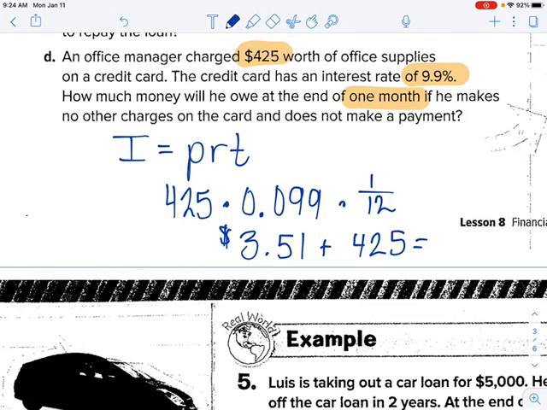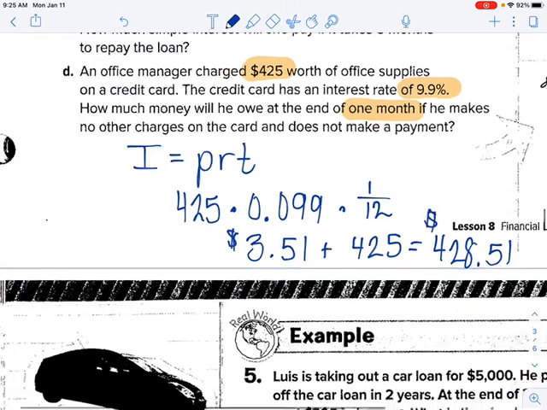Now that's the interest, but he owes that on top of the 425. So the amount that he's going to owe total would be when you add those up. So he's going to owe a total of $428.51. So if they're asking you for the total at the end of the month or the end of the year, at the end of a few years, make sure you're adding.